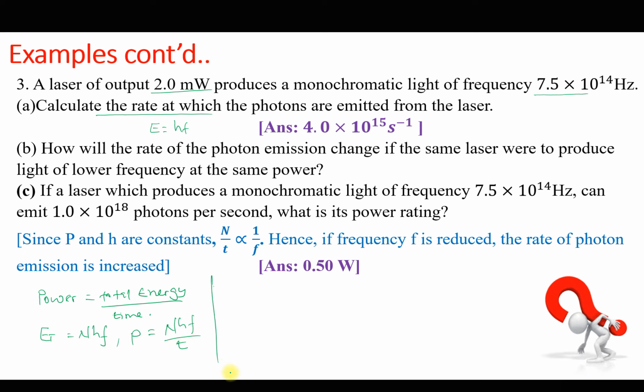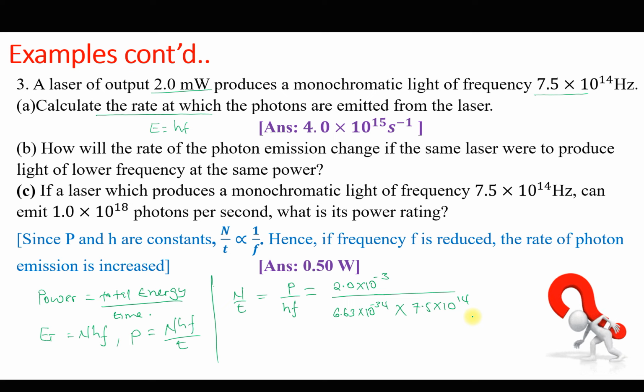Okay. Remember, I want the number of photons per unit time. That is the rate at which photons are emitted. So I want to make N over t the subject. So N over t is going to be the power divided by hf, that is the power divided by the energy of a single photon. So by simple substitution, the power has been given as 2.0 times 10 to the power of minus 3. Divide this by Planck's constant, which is 6.63 times 10 to the power of minus 34. Then we multiply this by frequency, which is given as 7.5 times 10 to the power of 14. So I'll press my calculator to check.